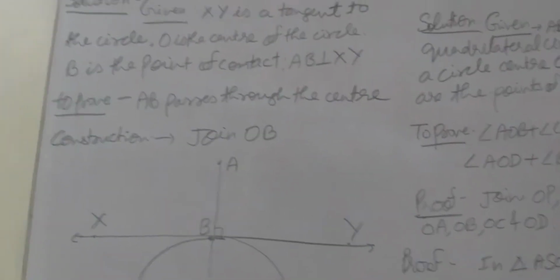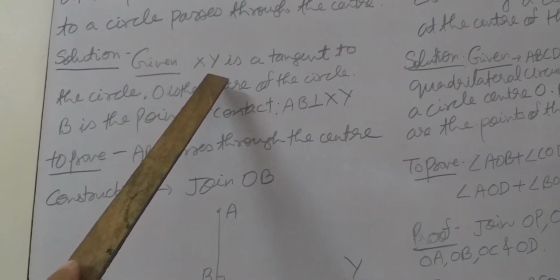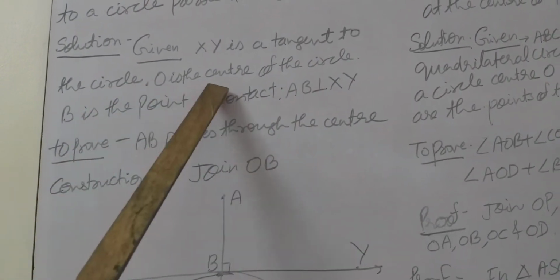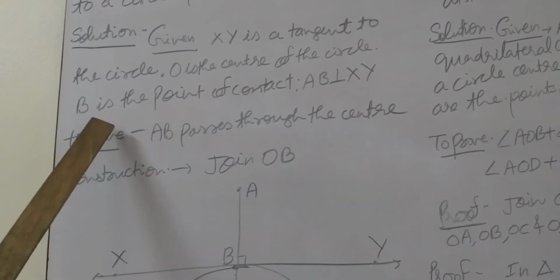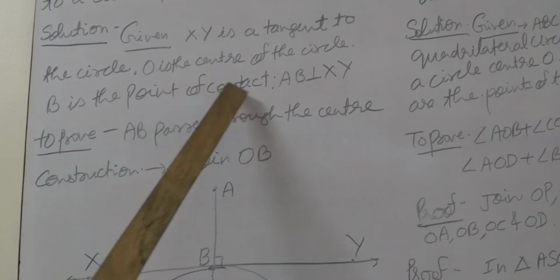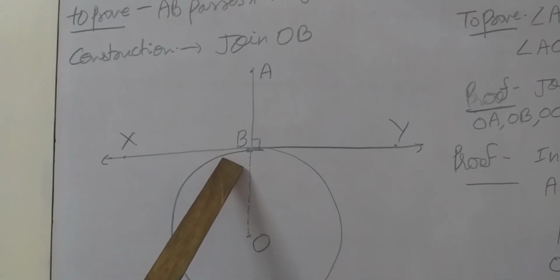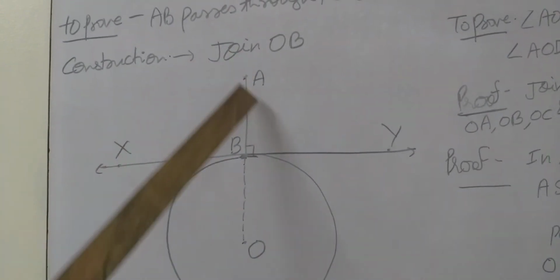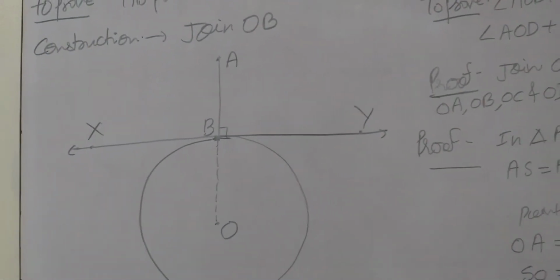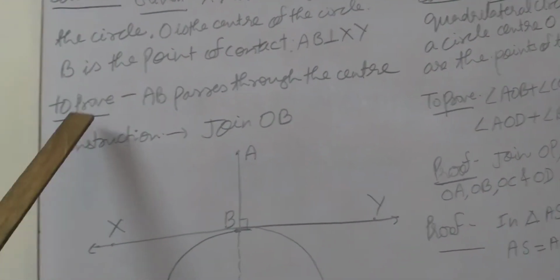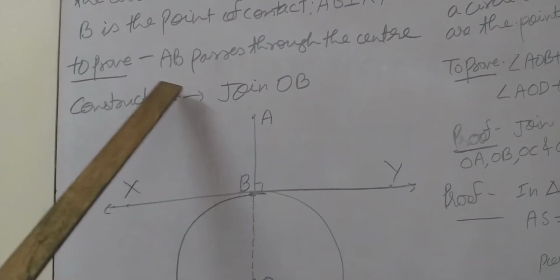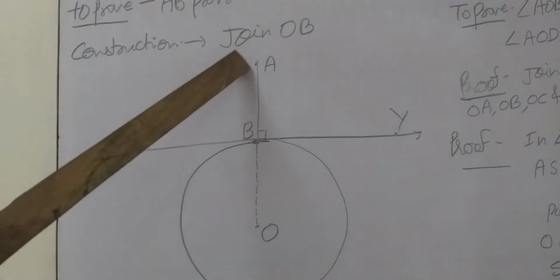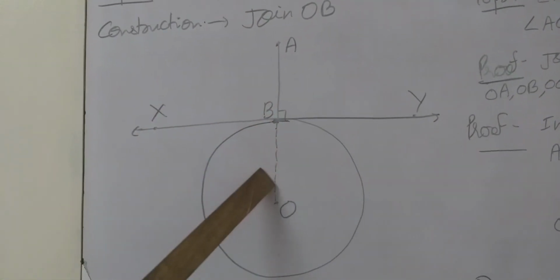Okay, so the information I have written in given: XY is a tangent to a circle, O is the center of the circle, B is a point of contact, AB is perpendicular to XY. Correct? What do we have to prove? To prove AB passes through the center. This is AB. We have to prove AB passes through the center O.